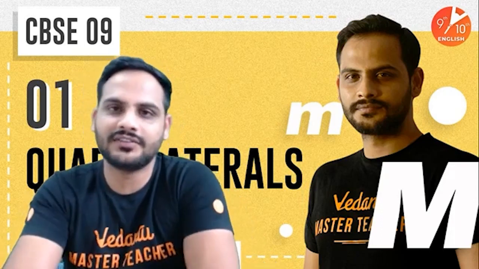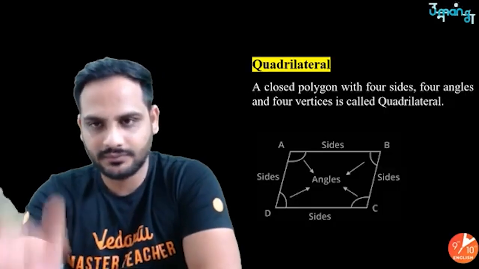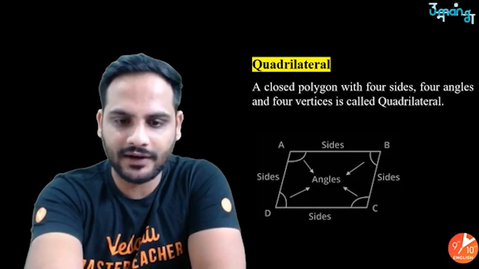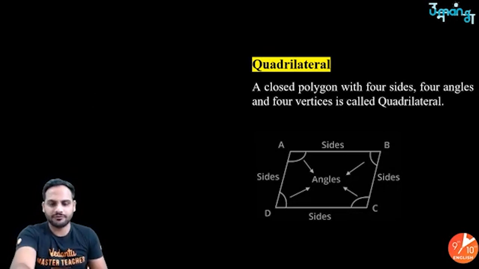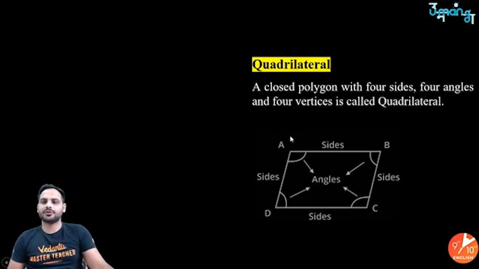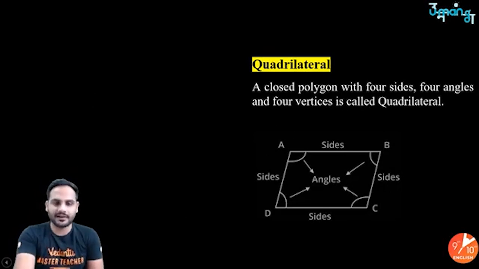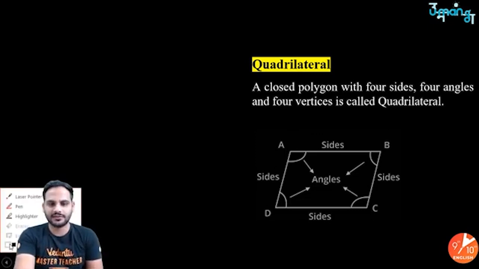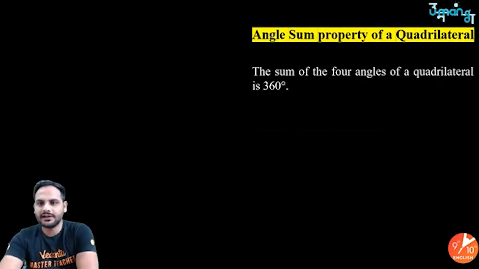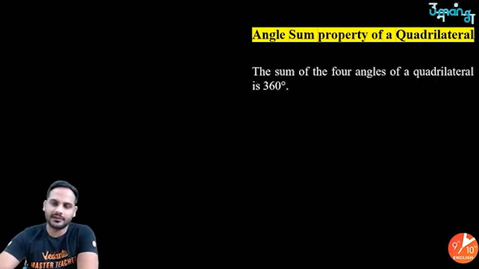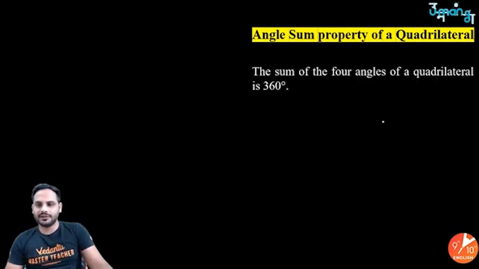So the first thing which I would like to start with is your quadrilateral, right? So what is a quadrilateral? A quadrilateral is a closed polygon with four sides, four angles, four vertices, right? A quadrilateral has four sides, four vertices and four angles. Got it? After that, the angle sum property of a quadrilateral, that is, the sum of four angles of a quadrilateral is 360 degree. The proof of it is very easy.